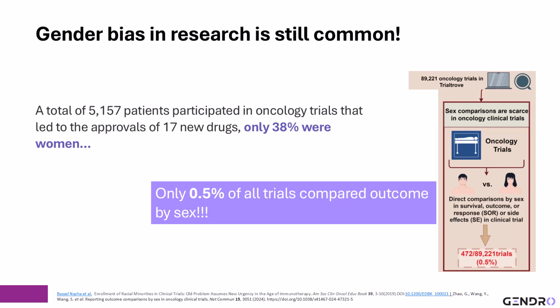These are just some examples to showcase both underrepresentation of women in clinical trials, as well as the reporting of clinical trials by considering sex and gender dimensions. A recent study that looked at oncology trials that led to the approval of 17 new drugs showed that only 38% of those clinical trial participants were women. And another study that looked at 89,221 oncology trials in the Trialtrove found that only 0.5% of all trials compared outcome by sex. And these are actually quite recent findings.